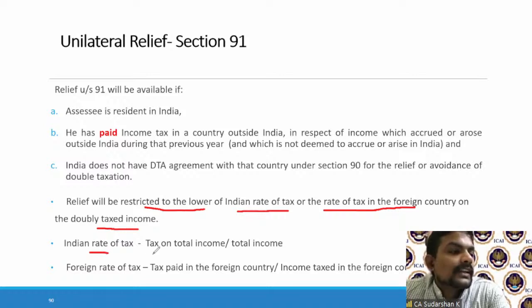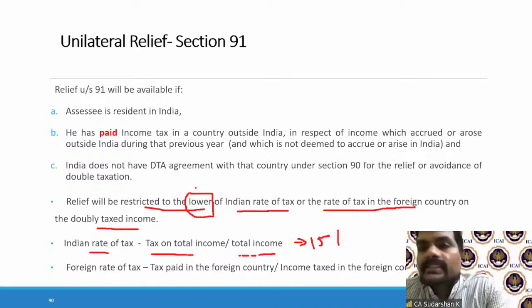What is the Indian rate of tax? Tax on total income divided by your total income, your average tax rate. Whatever it comes to. So let's say this comes to 15%, and the foreign rate comes to 20%, then your foreign tax credit will be restricted to 15%. Lower of the two, restricted to 15%.